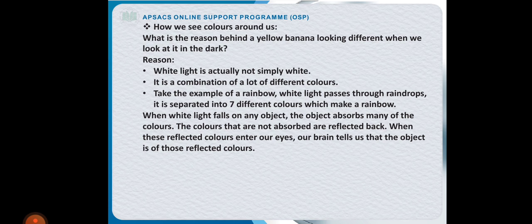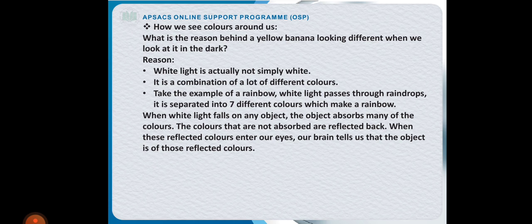How we see colors around us. What is the reason behind a yellow banana looking different when we look at it in the dark? The reason behind it is that white light is actually not simply white. It is a combination of a lot of different colors.